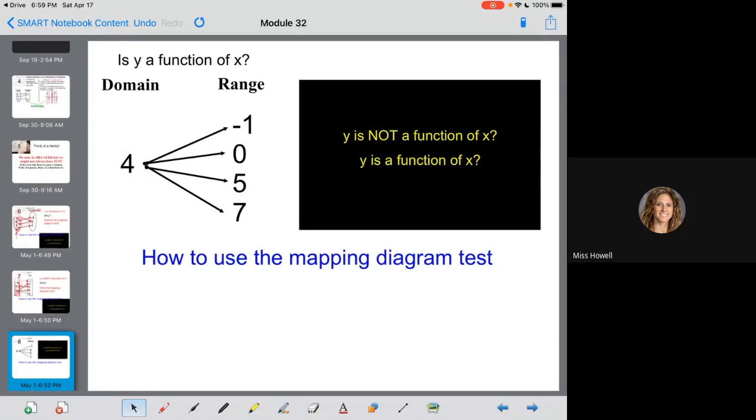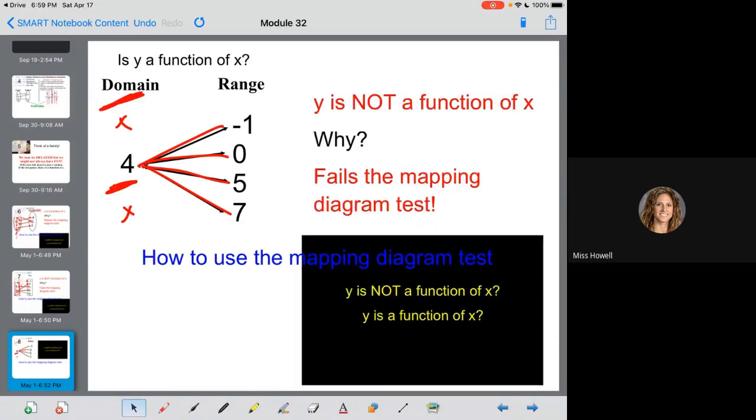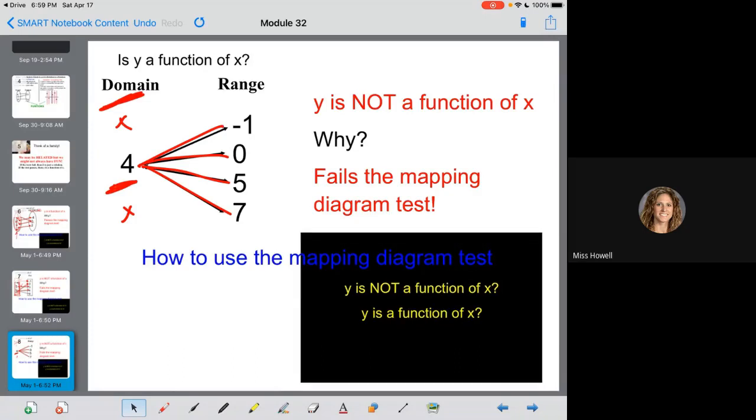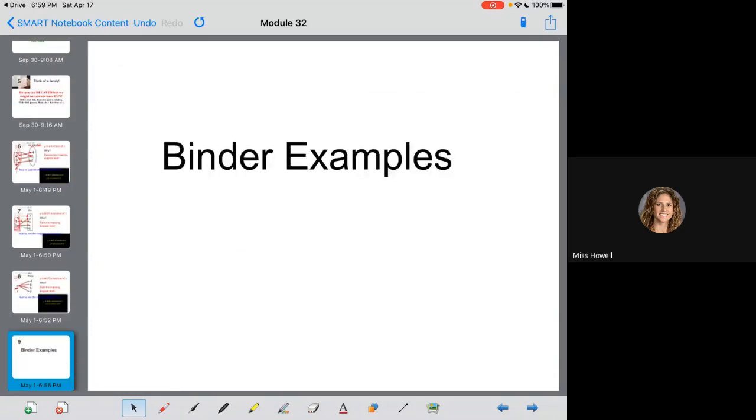So let's look at another one here. So we have this input value or domain value or x value. Those all mean the same thing. It goes to 1, 2, 3, 4 things. That's a fail. So in this case, we would say that y is not a function of x. Or we would say that this is not a relation that is a function. It's just simply a relation. So let's look at our examples in our packet.